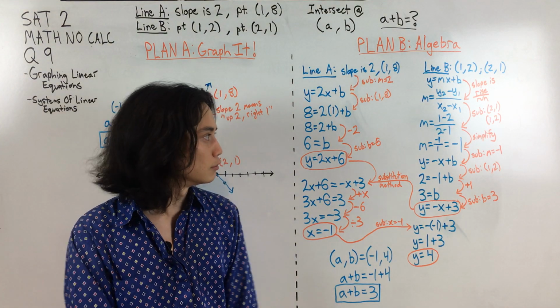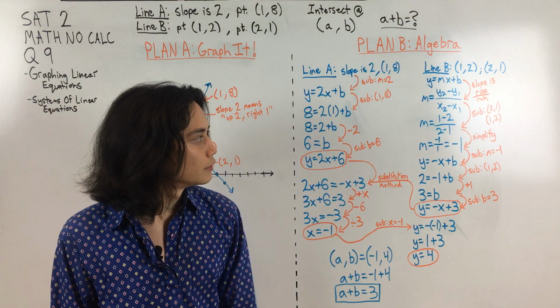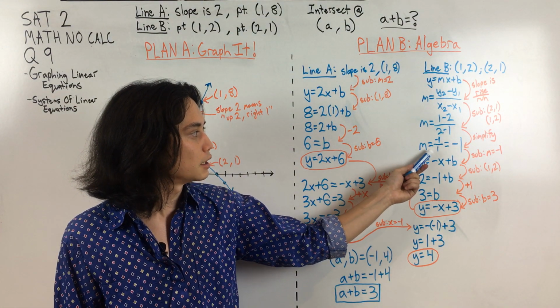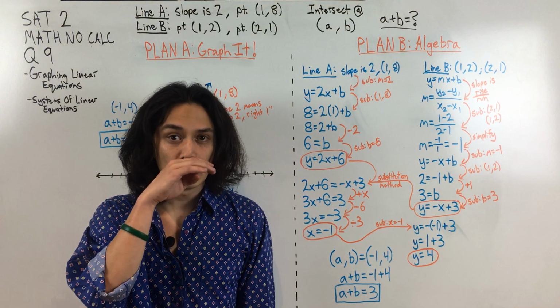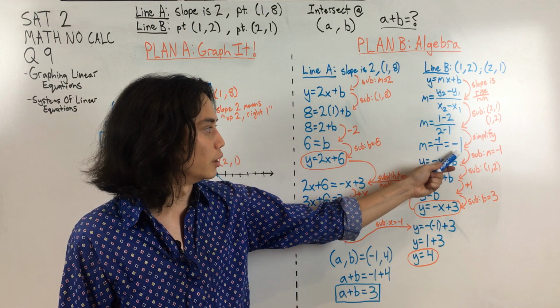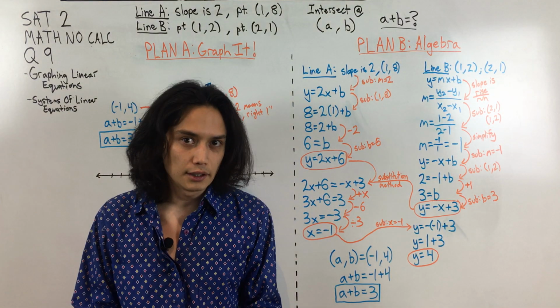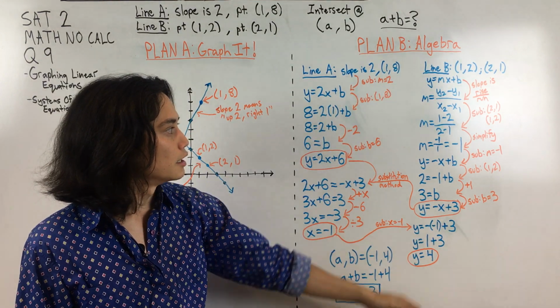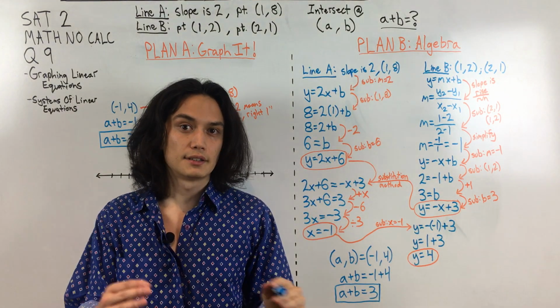This is just subtraction, right? And 1 minus 2 is negative 1, and 2 minus 1 is 1. So this simplifies to m equals negative 1 divided by 1, and that's just the same thing as negative 1. Negative 1 over 1 is negative 1. So this is our first sort of major milestone in solving for the equation of line B, right? We figured out what the slope is. The slope is negative 1.